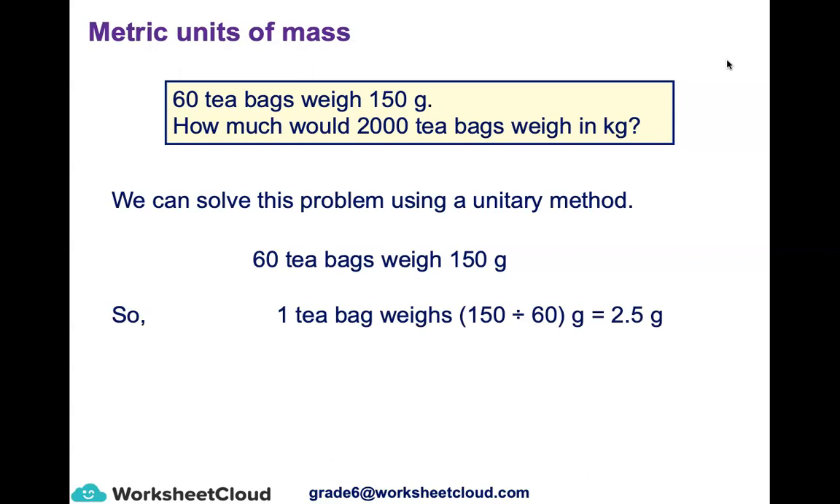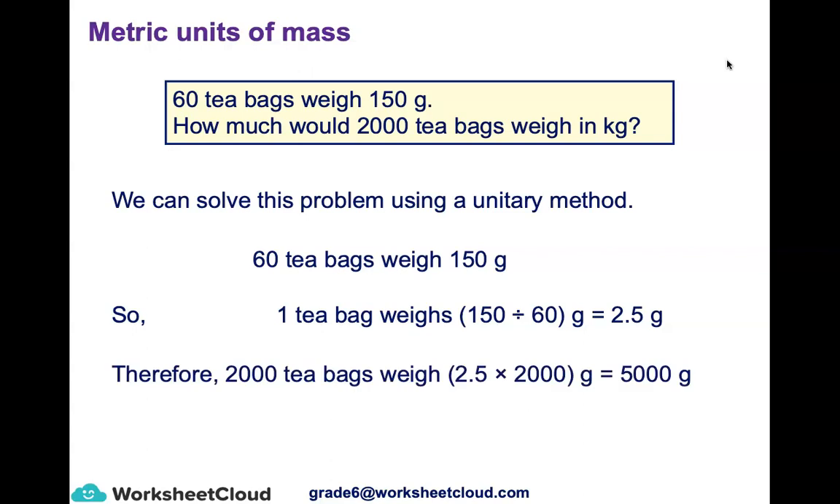These are similar to the questions we've done in your mental maths, where I've asked you to work out kilometers per hour when I've given you so many kilometers in like 3 hours. So it's a similar concept. 1 tea bag weighs 2.5 grams. Therefore, 2,000 tea bags is 2.5 times 2,000, and that gives us 5,000 grams. And we know that 1,000 grams is a kilogram, so 5,000 grams is 5 kilograms.